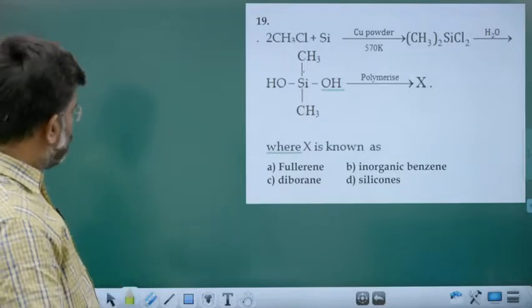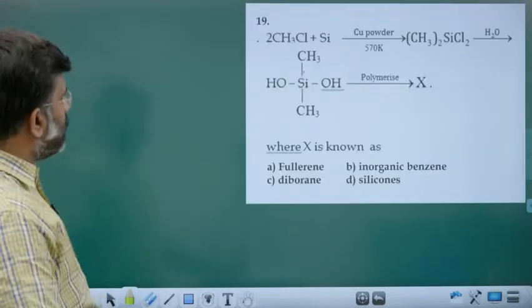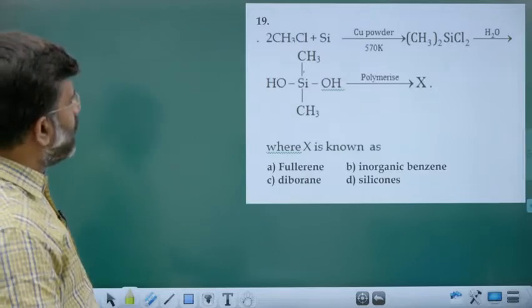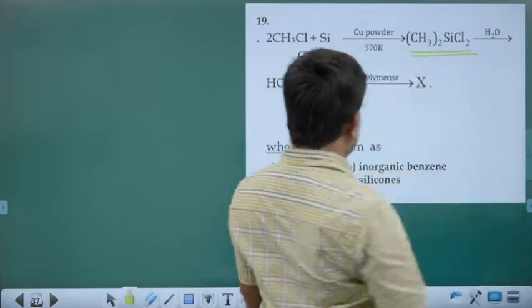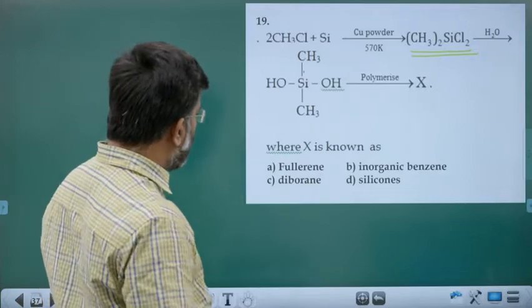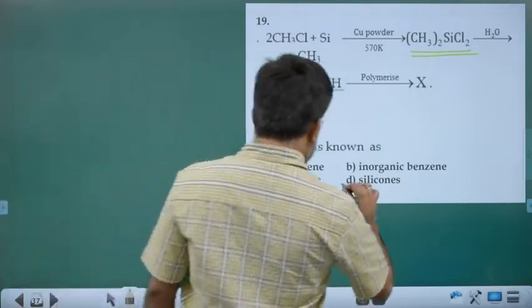19th question. CH3Cl with silicon gives (CH3)2SiCl2. You see that? That will give you a linear polymer. Silicon polymers are obtained, option D.